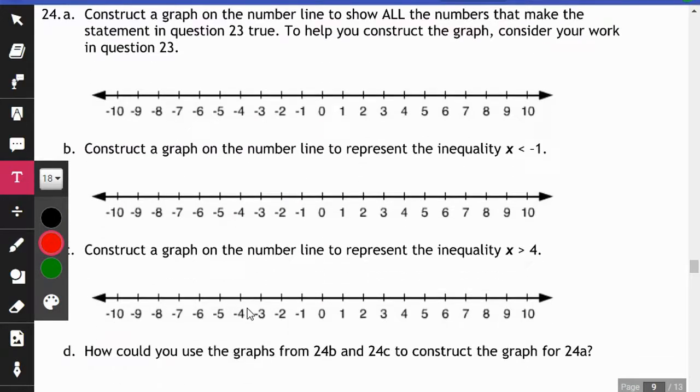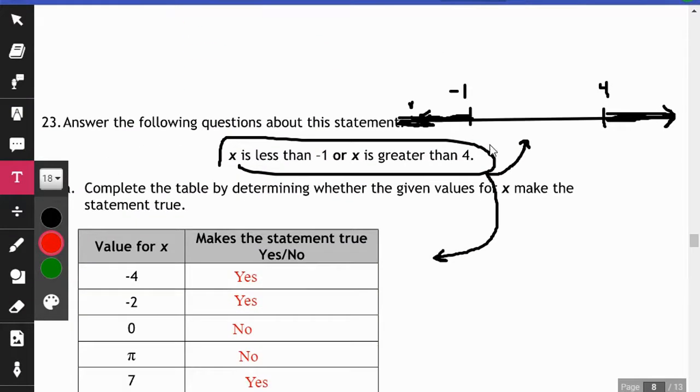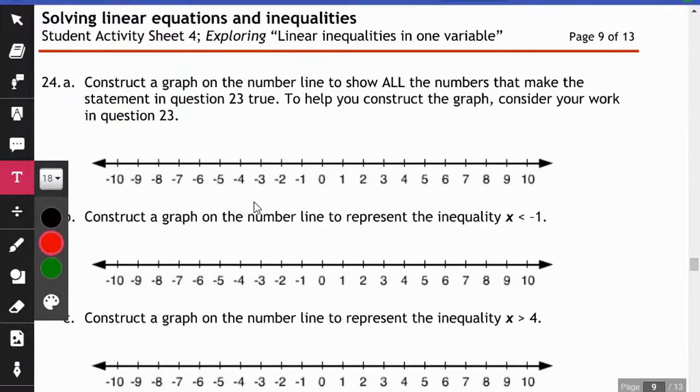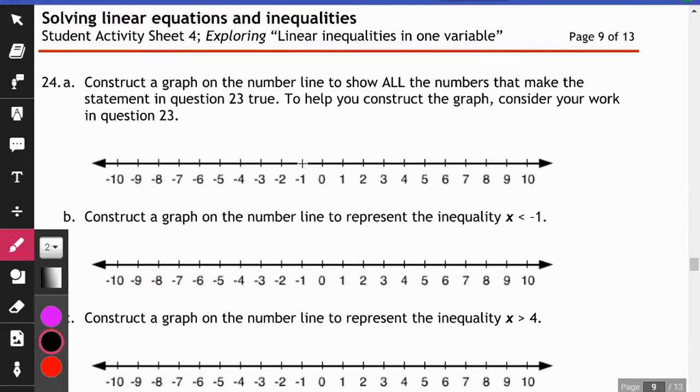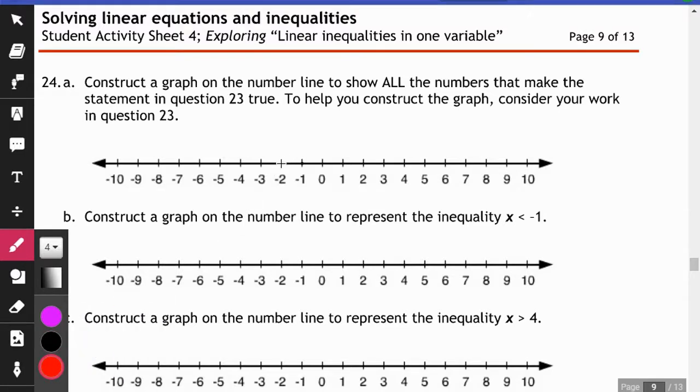Okay, construct a graph on the number line to show all of the numbers that make the statement in question 23 true. Oh, we just did that, didn't we? I just made it right here. So we want all of the numbers that are less than -1 or greater than 4. So that means I have to start at -1 here, and I need to mark all of the numbers that are less than that. Make this slightly thicker so we can see it. I'll make it red too, because why not? And it'll be really obvious.